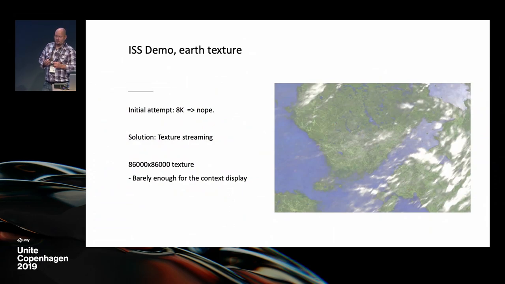The second problem was the Earth texture. The initial approach was to have an 8K texture for the Earth. It was nowhere close to being usable. It was just a blur. We ended up using texture streaming and virtual texturing with an amplified texture from the asset store. The full texture was 86,000 pixels across. And even that was just barely sufficient for the context display resolution, not to talk of the focus display resolution. But due to time constraints, we went with that one, and in the end, it works sufficiently well.